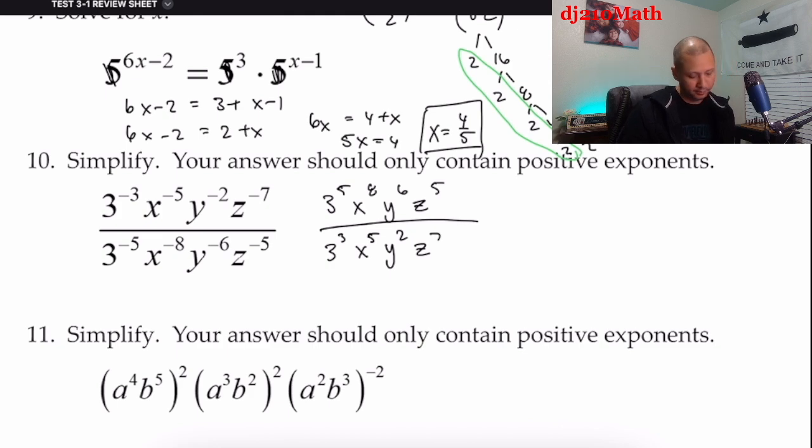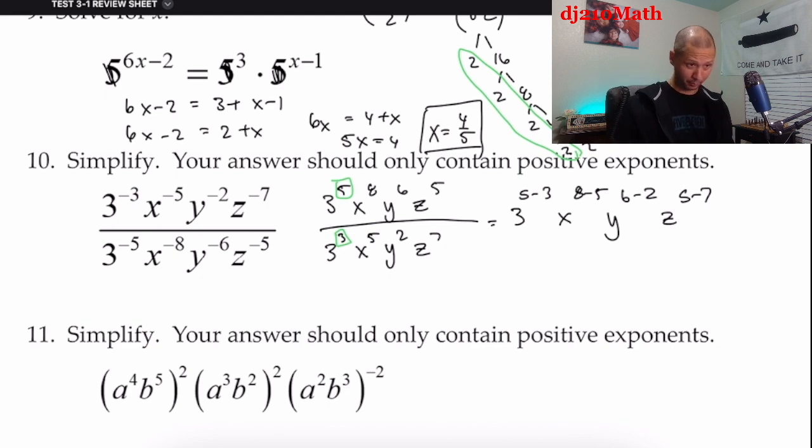Okay, as mentioned, there is division. So it's always top minus bottom, top minus bottom, as long as the bases are the same. So this is going to be 3, 5 minus 3, because 5 minus the bottom, x, 8 minus 5, again, top minus bottom, y, 6 minus 2, z, 5 minus 7. Now notice, there's nothing in the bottom right now. Everything is in the top.